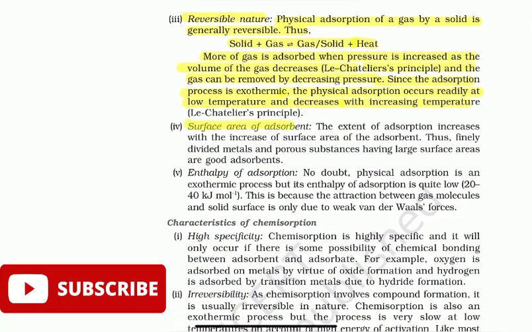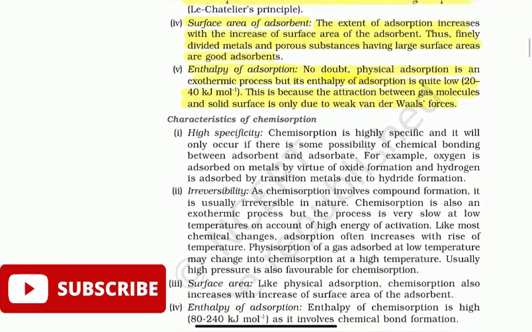4. Surface area of adsorbent. The extent of adsorption increases with increase of surface area of the adsorbent. Thus, finely divided metals and porous substances having large surface areas are good adsorbents. 5. Enthalpy of adsorption. No doubt, physical adsorption is an exothermic process, but its enthalpy of adsorption is quite low. This is because the attraction between gas molecules and solid surface is only due to weak van der Waals forces.